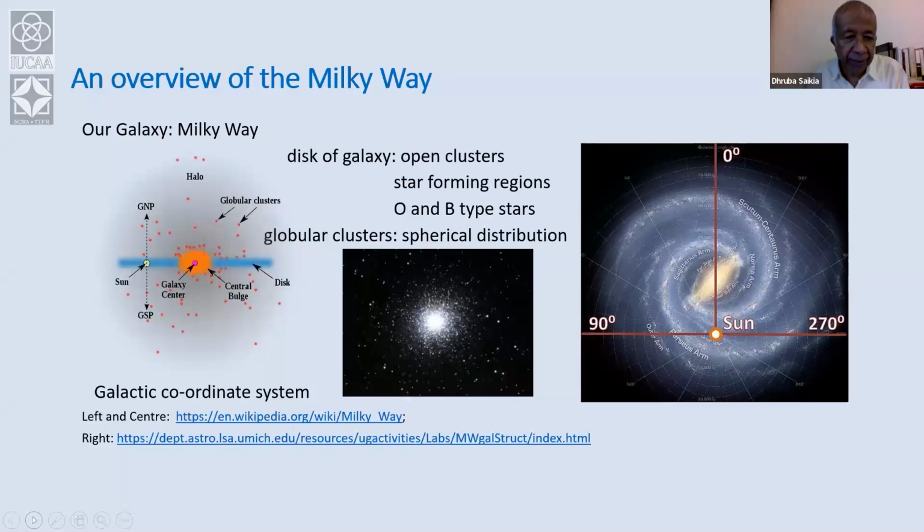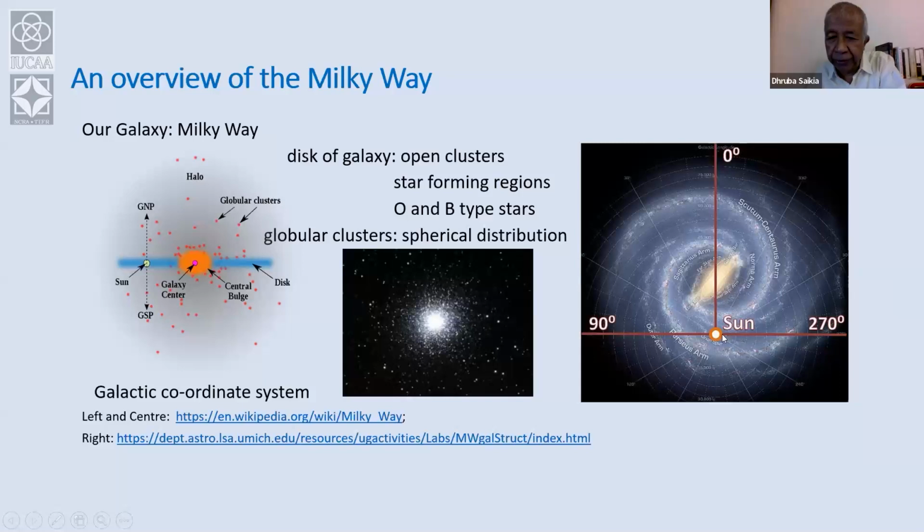Now, just to summarize again, what I said over here is that this is the disk of our galaxy. This is a reconstruction, as I said. This is the bulge of the galaxy. The galactic center is over here. We are over here. And this is an example of a globular cluster.